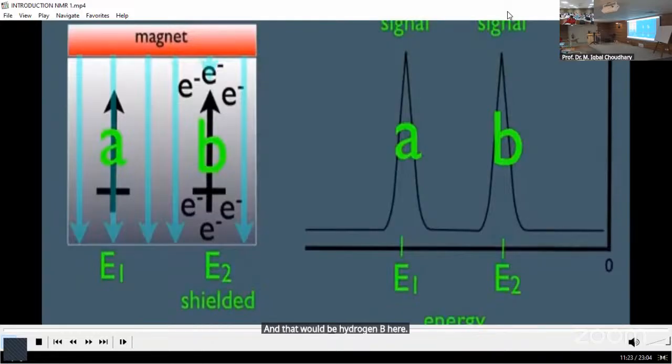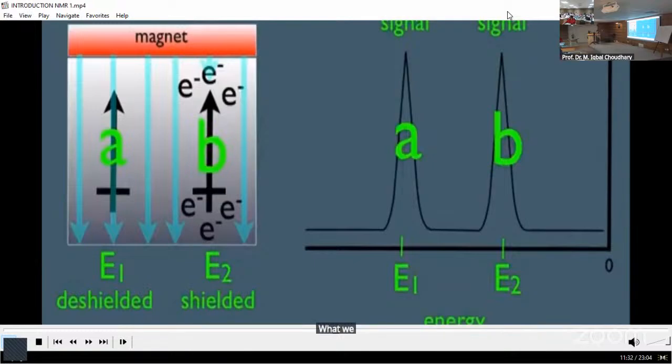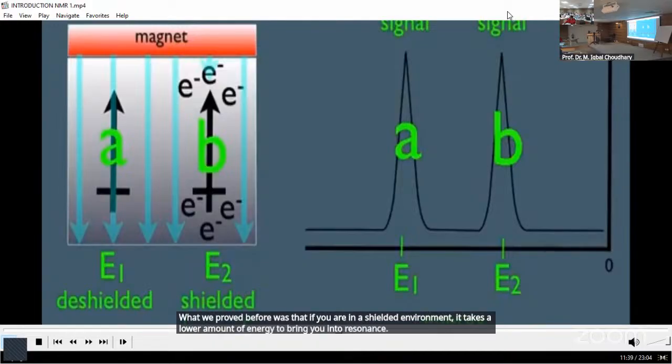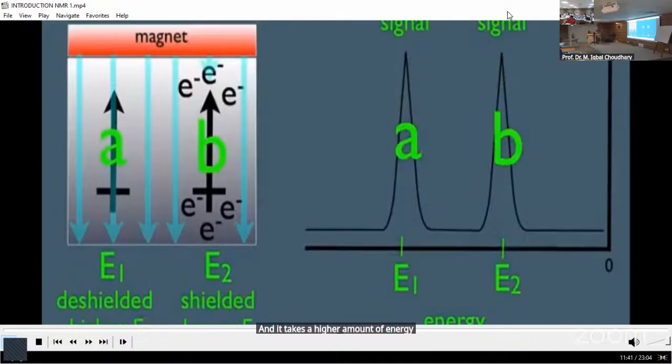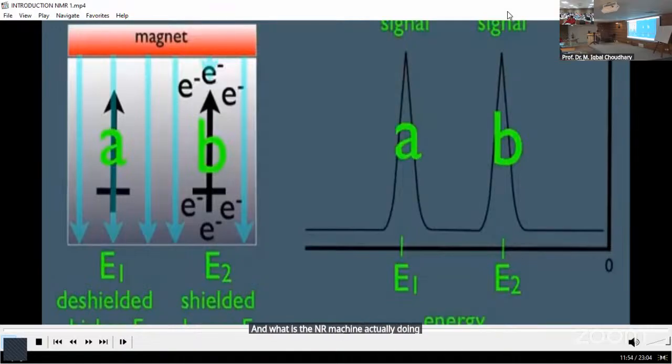If you don't have a lot of electrons surrounding you, you're considered to be in a de-shielded environment, like hydrogen A. What we proved before was that if you are in a shielded environment, it takes a lower amount of energy to bring you into resonance, and it takes a higher amount of energy to bring a de-shielded hydrogen into resonance. Now, you might be wondering at this point, hey, this is great, but what does this have to do with organic chemistry? And what is the NMR machine actually doing for me here?